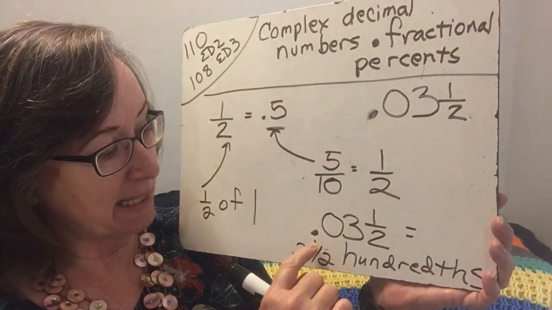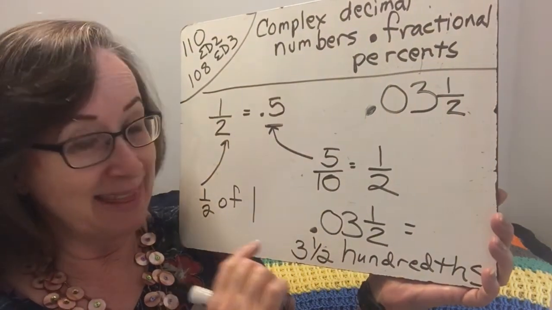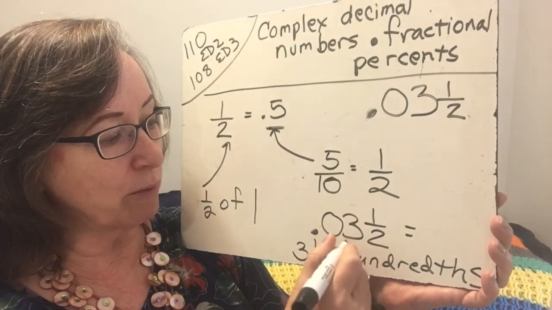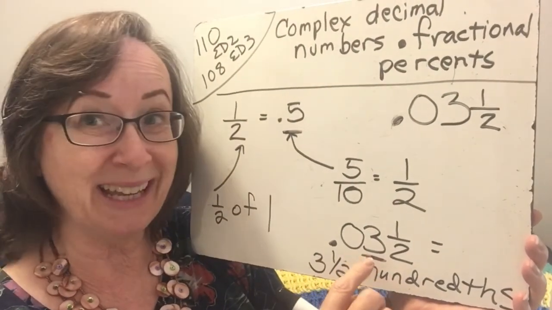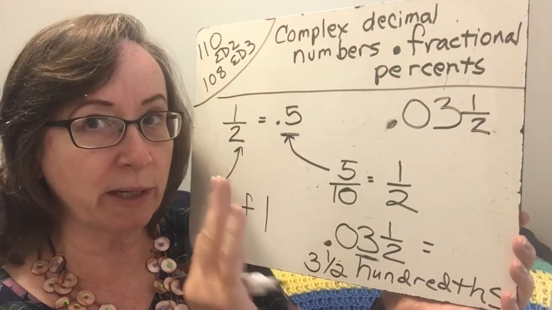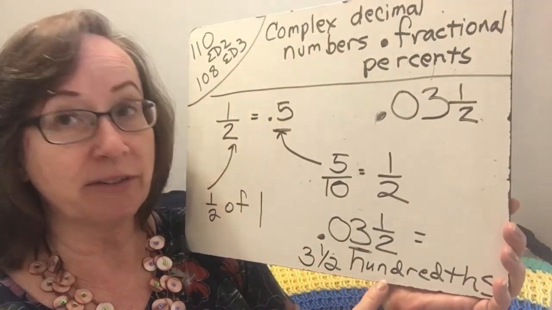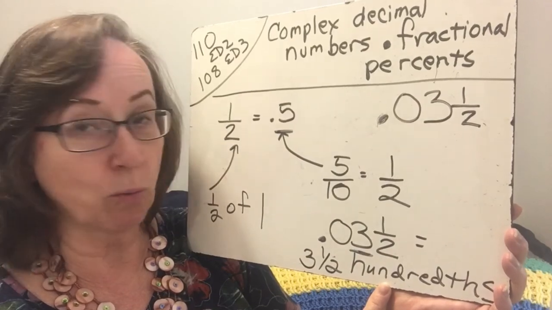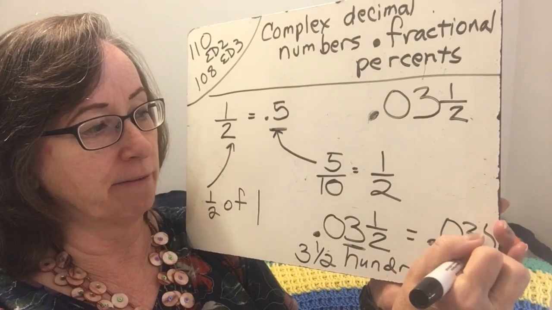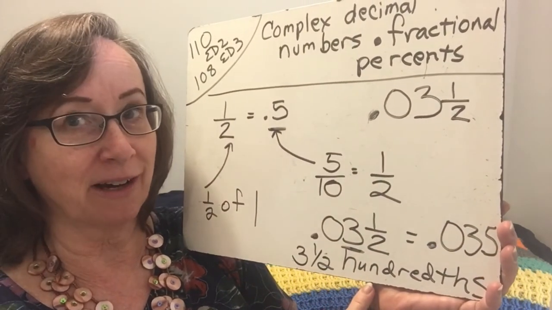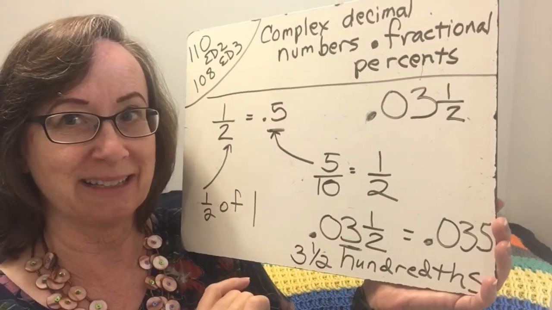Okay, so if we see 0.03 and a half, which is what we started with, then that means the 3, which starts this complex decimal number, the 3 is in the hundredths place. So we treat the whole 3.5 as hundredths. So we have 3.5 hundredths, which will be written as 0.035. Okay, so 3.5 hundredths would be 35 thousandths, and we get 0.035.